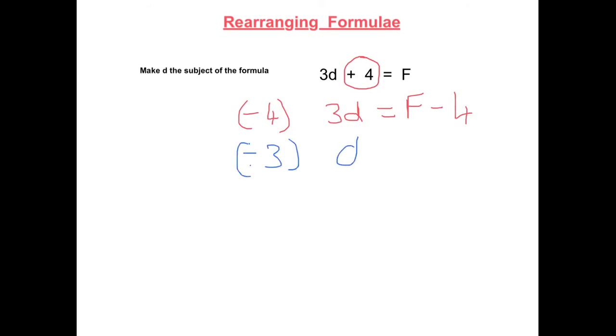That will leave D by itself, so D equals, well, we've got F minus 4 from before, and if I'm going to divide that by 3, then the easiest way for me to do that is just put a divide by 3 there. Okay?